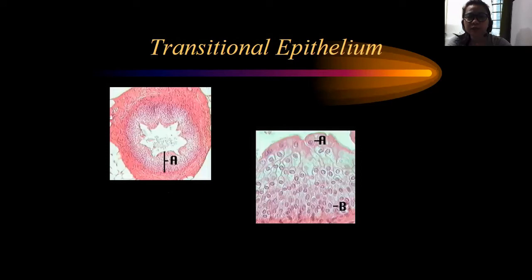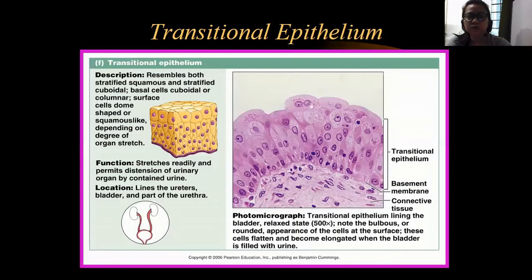Well, the transitional epithelium has both stratified squamous and stratified cuboidal cells, with basal cells cuboidal or columnar. Its function is to stretch readily and permit distension of the urinary organ by the contained urine. Its function is, of course, in our urinary system, which is responsible for the excretion of urine. Urine is the end product of the liquid that we usually take in.